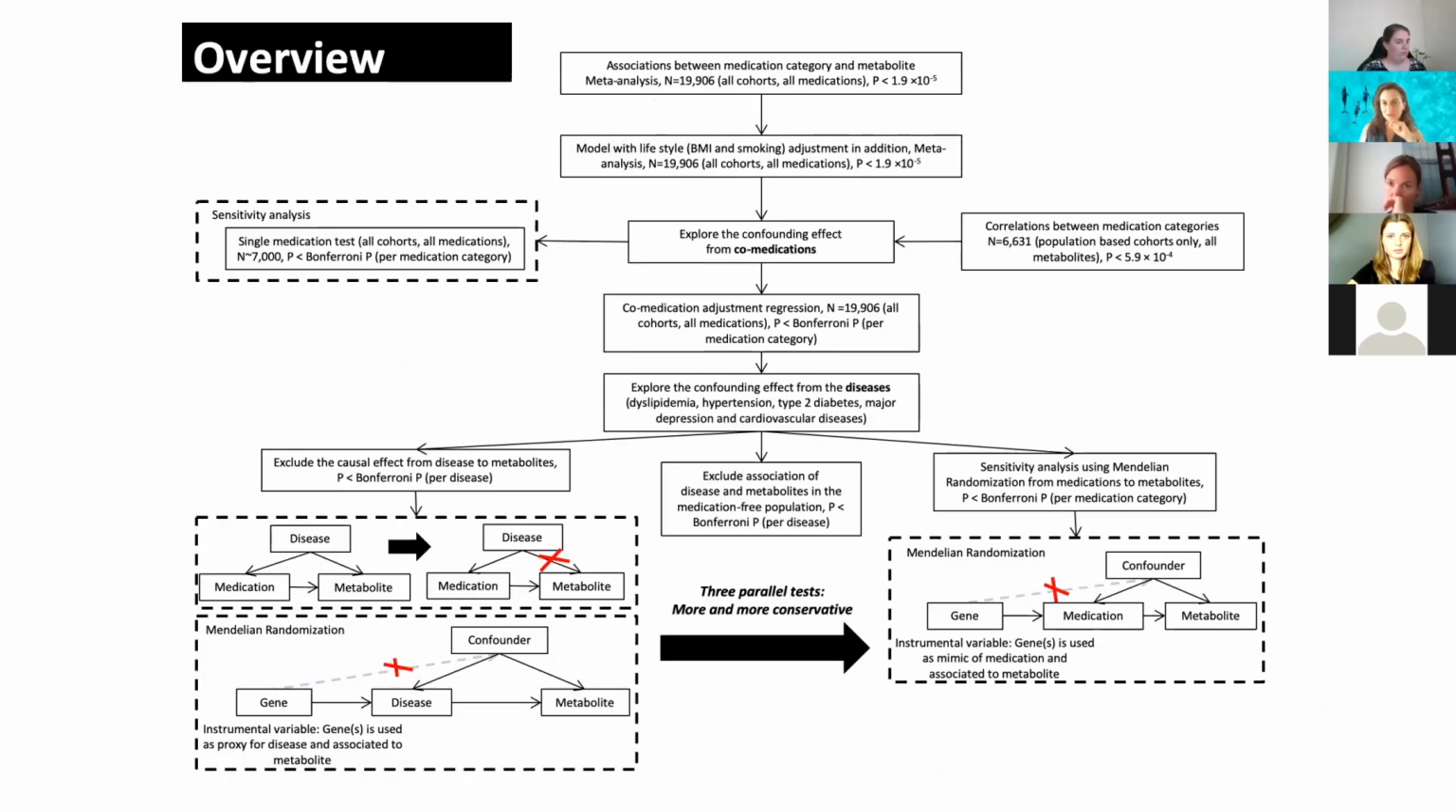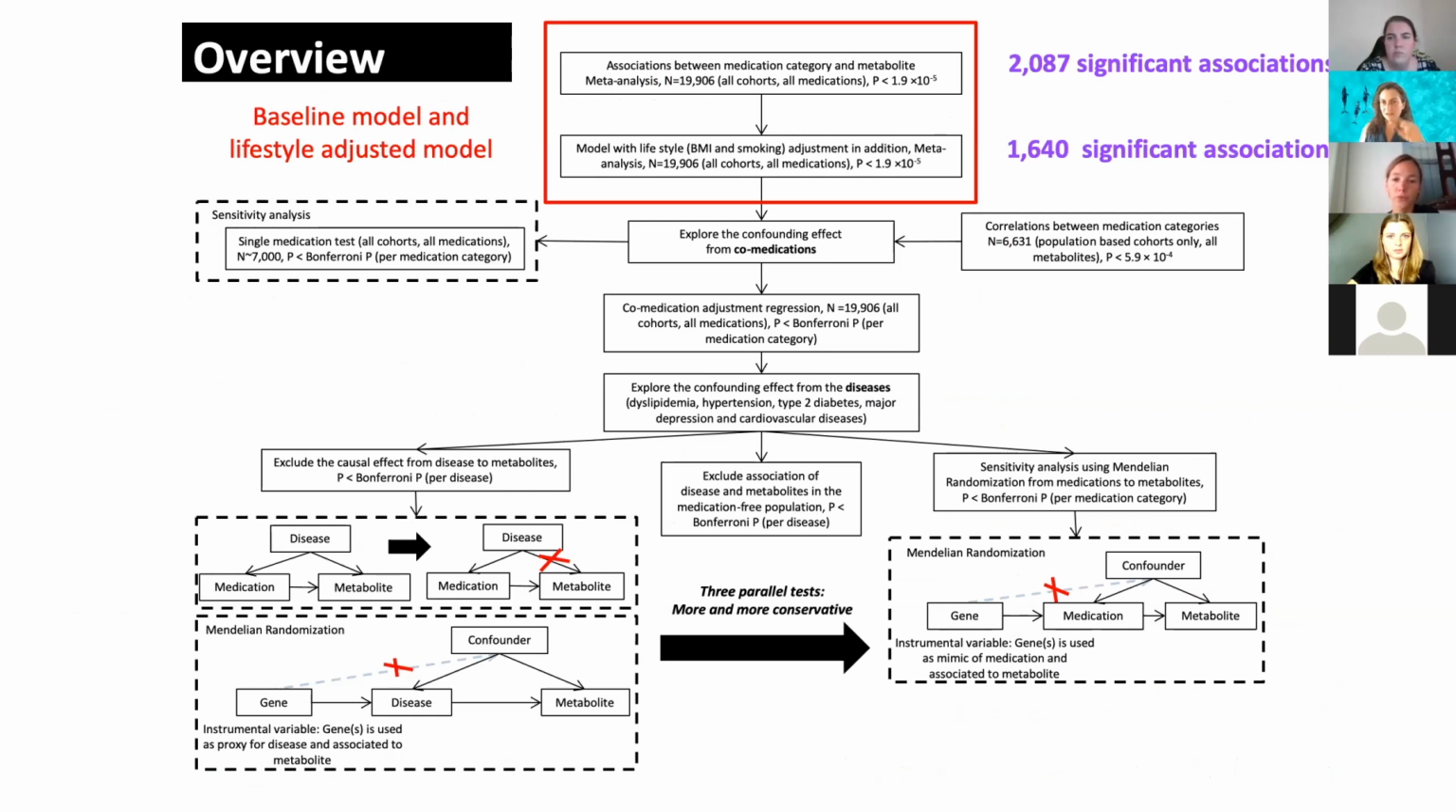So we start with meta-analyzing each medication category with each metabolite coming from each cohort. And this was all medications. So we had initially 2,000 significant associations after correction for multiple testing, and then we included BMI and smoking in these models, and then we still had 1,600 significant associations. So we said, okay, this is possibly due to confounding of medications with each other, because there were people who were using multiple medications that could have confounded the results. So therefore, we performed additional sets of analysis.